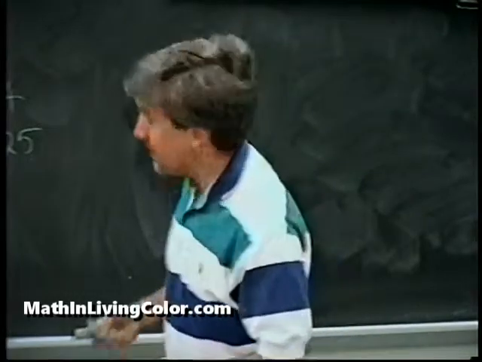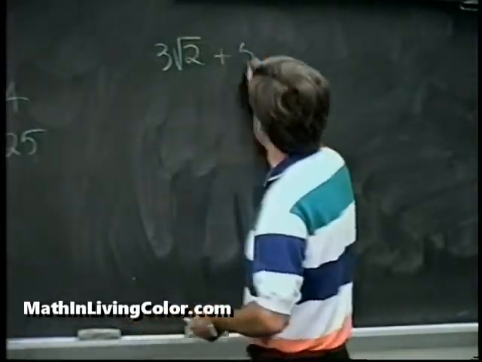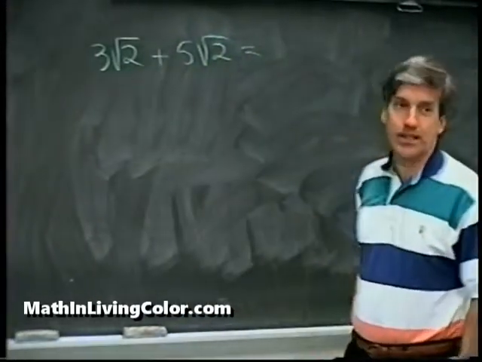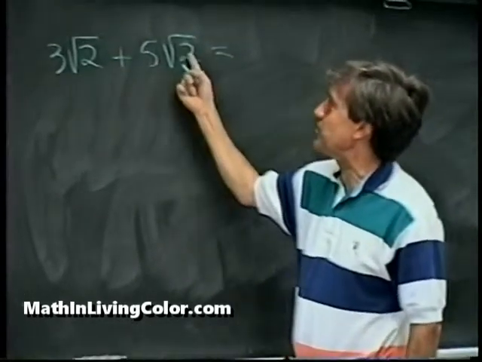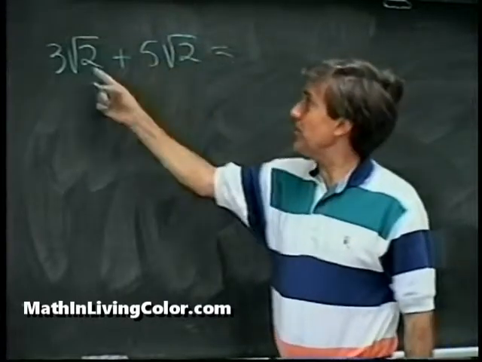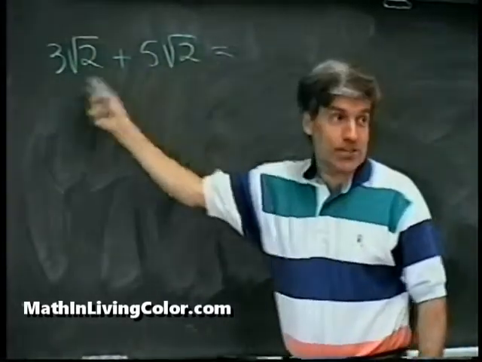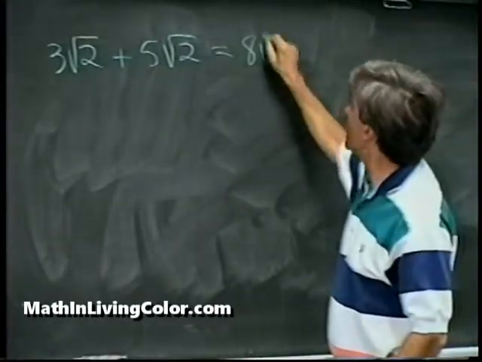On page 320 comes the idea, what if you have 3 times the square root of 2 plus 5 times the square root of 2? Then those are just like radicals, aren't they? Wouldn't this be, what if it was 3x plus 5x? What would it be? 8x. So what if it's 3 square root of 2's and 5 square root of 2's? They're exactly alike, aren't they? So what would you have? 8 square root of 2.